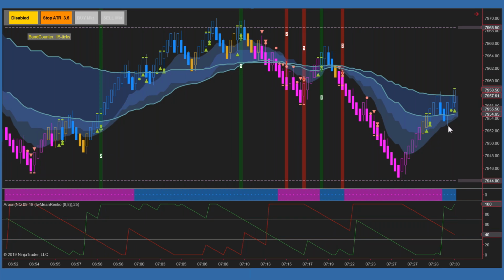This isn't really, well, it is a number 2 signal. It won't print as a number 2 signal, because the test of the extreme was not low enough. But that is what it is. It's a number 2 signal.